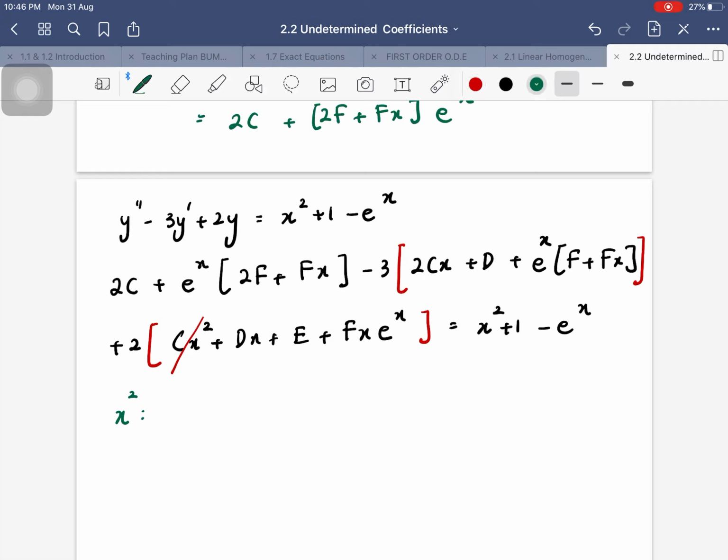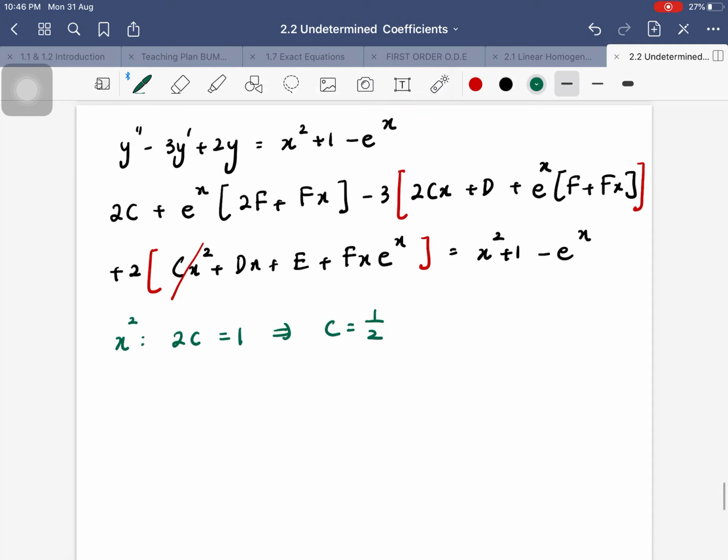So for this case, when I do the comparison, I get that 2c is going to equal 1. So therefore, my c value is going to equal a half, 1 over 2. And then I start comparing for x to the power of 1. So let's collect all the terms related to x to the power of 1, which is going to be negative 6c, and plus 2d, and that is going to equal 0 because I don't have x to the power of 1 on this side.